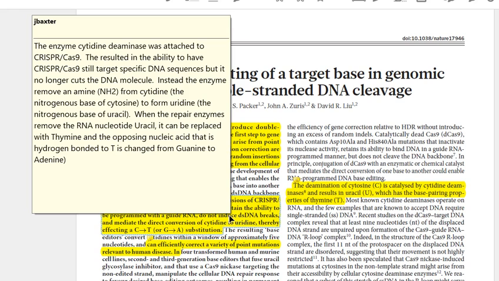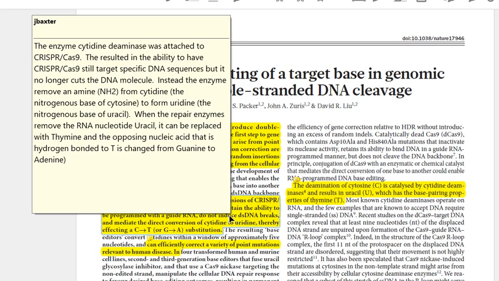So that resulted in the ability to have CRISPR-Cas9 target specific DNA sequences like it always has, but now it no longer cuts the DNA molecule. Instead, the enzyme removes an amine group, and that's where we get that part of the name, deaminase. So the NH2 is an amine group, and it removes it from cytosine.